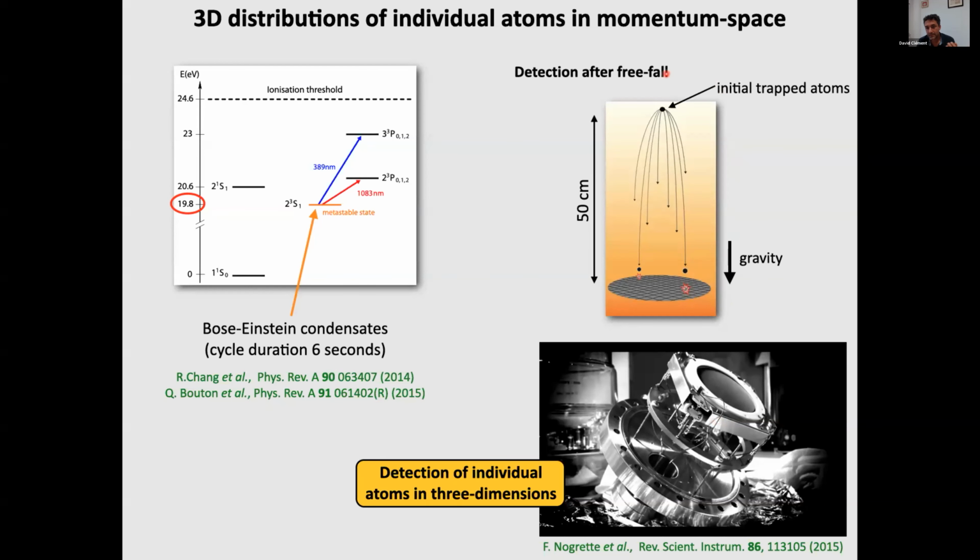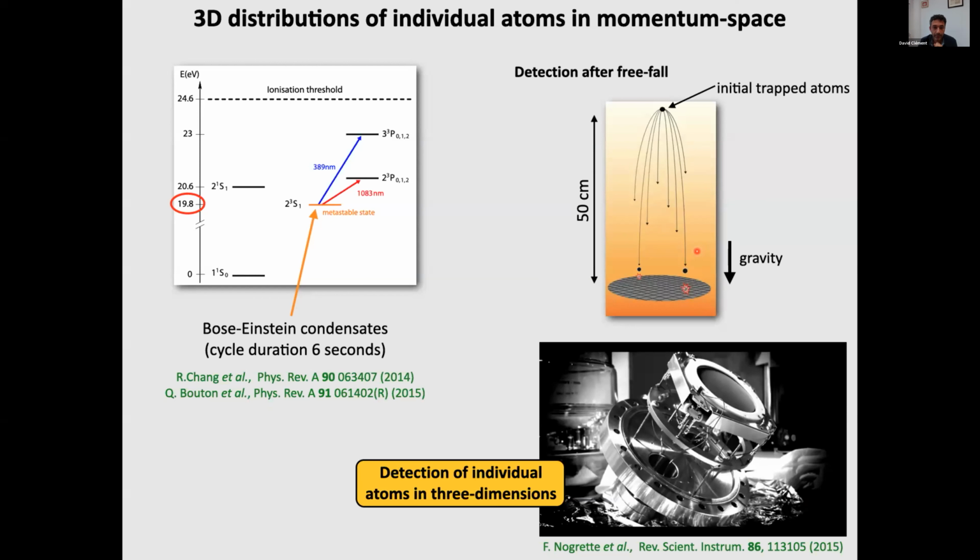And as you will have guessed, because we are letting the atoms fall over about half a meter, so for a very long time of flight, the gas expands with its initial velocity. And so the three-dimensional coordinates that we measure with our detector give the initial velocity of the atom. So we thus access the three-dimensional momentum distribution, single-particle resolved.